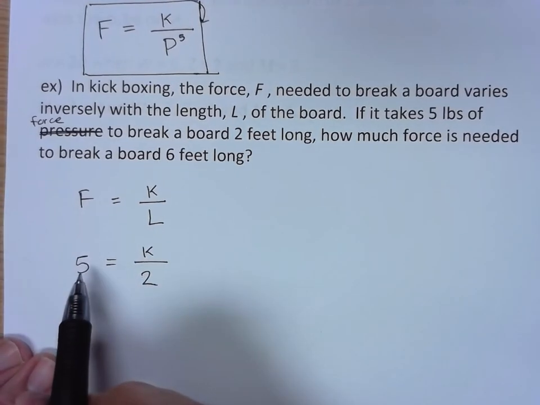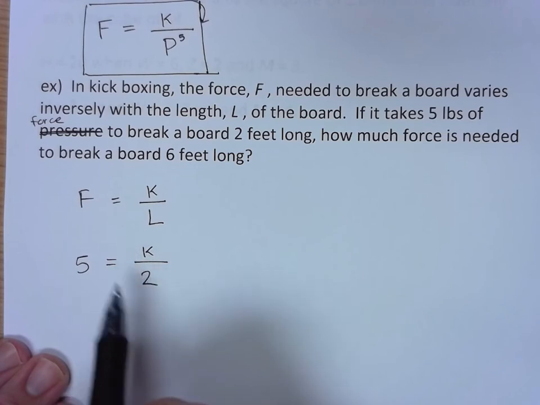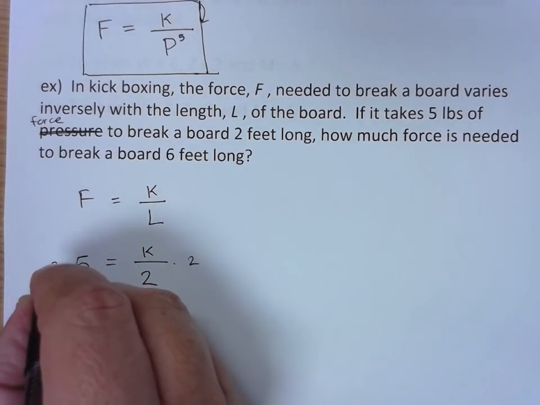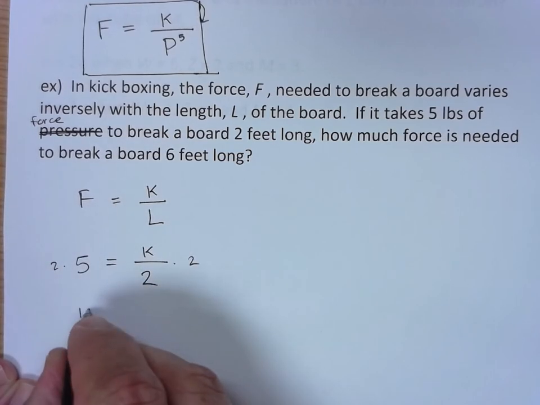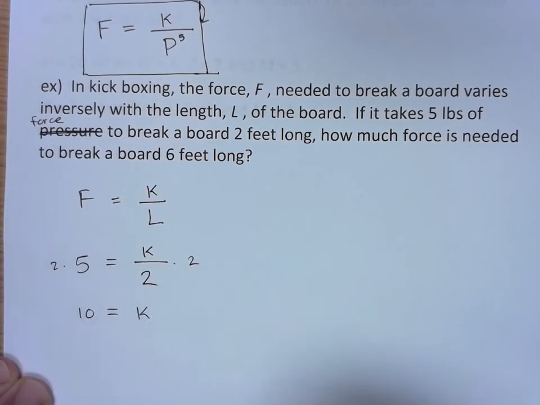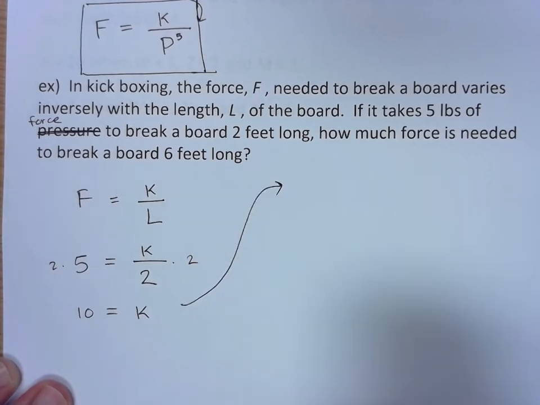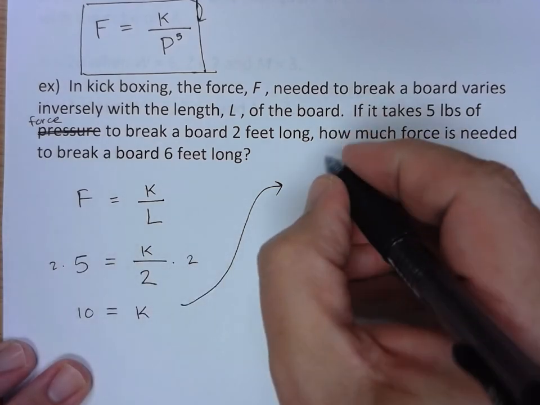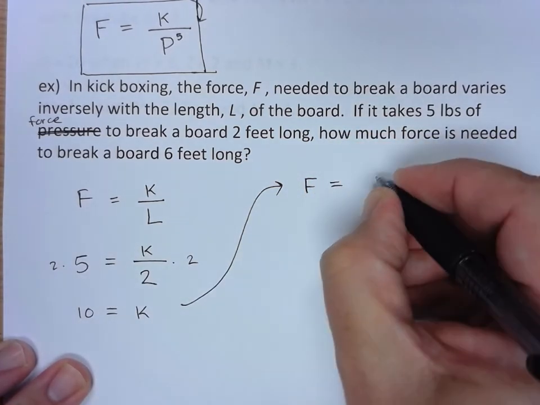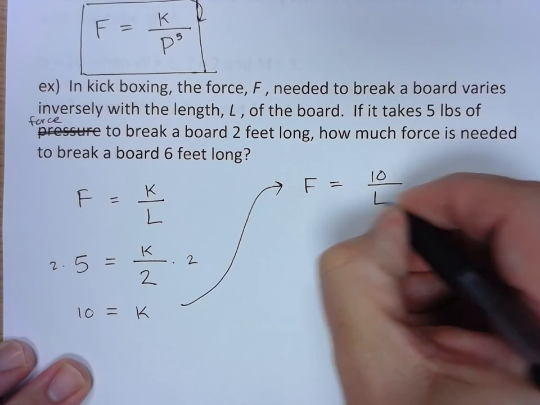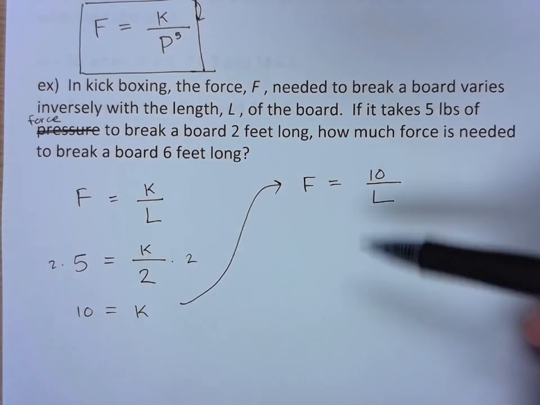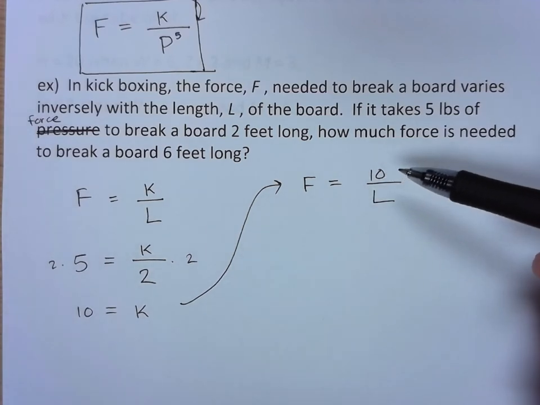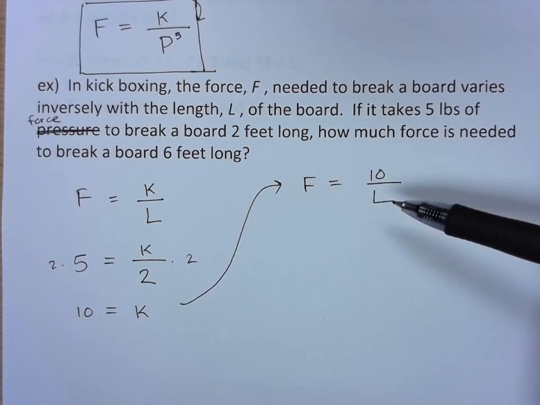So plug in 5 for the force and 2 for the length, and this allows you to solve for K. To solve for K here, multiply both sides by 2, or cross multiply by 2, and you get the value of K is going to equal 10. And just like in our previous example about free fall, now that you know the value of K, you can take your original equation and specify it using your value of K that you determined. So that way, if we need to use this formula again, we can take for granted that K equals 10 in this case. So F equals 10 divided by L.